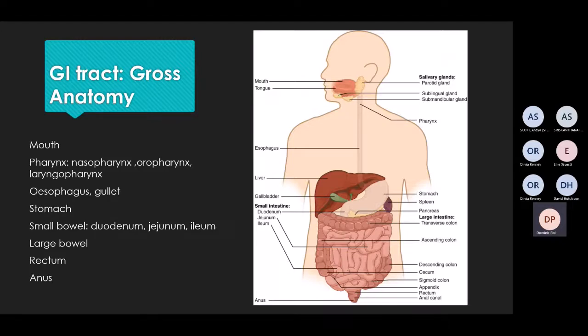The accessory organs I mentioned earlier are things like the liver, the pancreas, and the gallbladder. The gallbladder stores bile, which helps emulsify fats. And we've just heard a lot about how the liver and pancreas work in synergy.